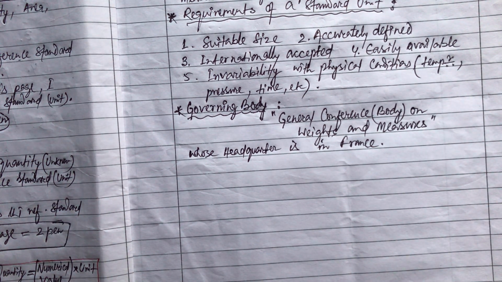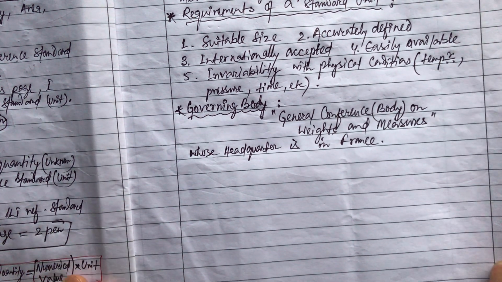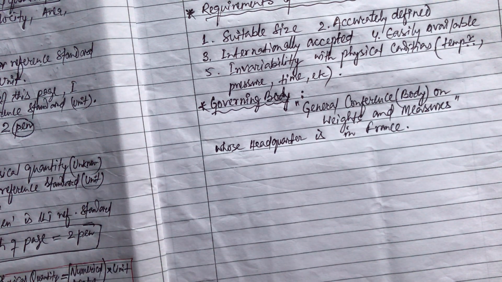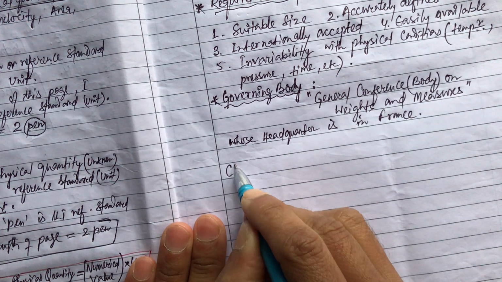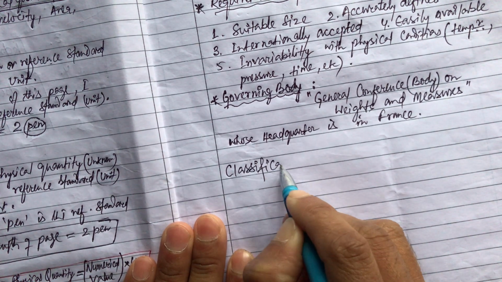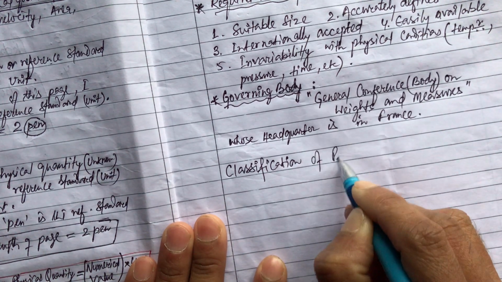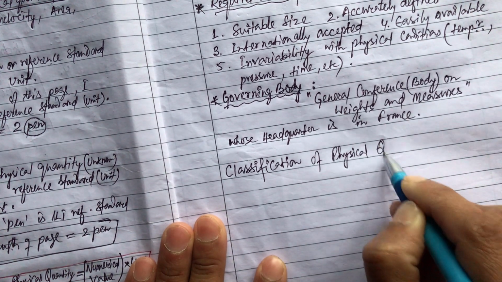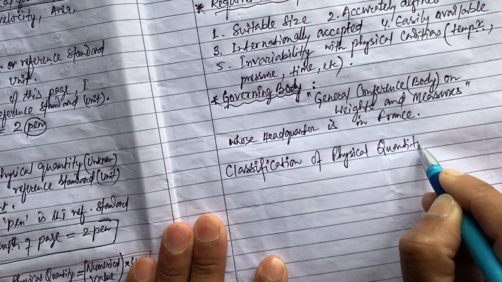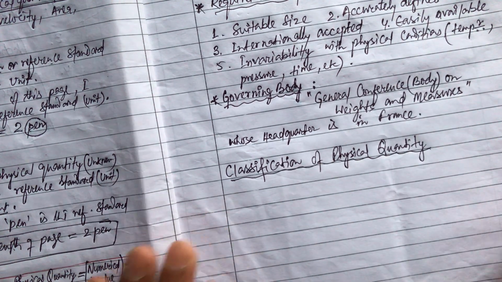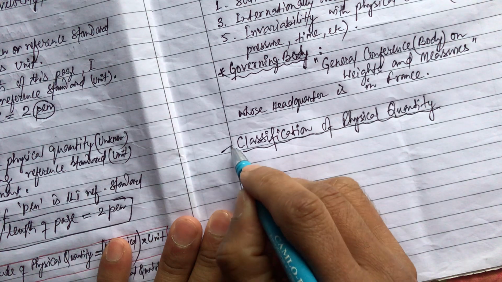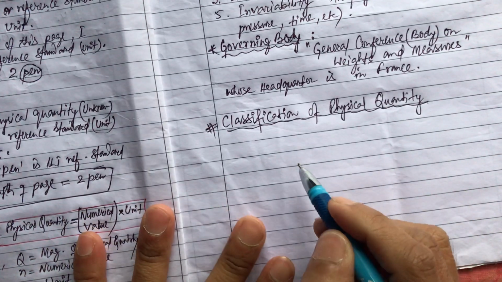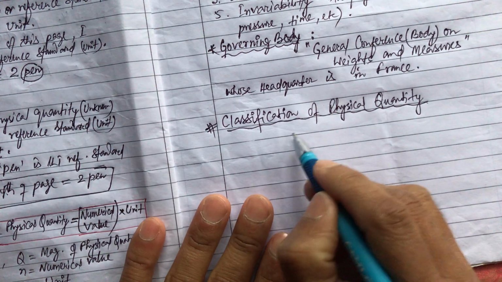chapter, units and measurement. Okay, so first let's quickly see the physical quantity. Already we defined it, now we'll see the classification of physical quantity. Okay, so let me write here, classification of physical quantity. Right, so if we talk about classification, there are two classes of physical quantity, two types of physical quantities.